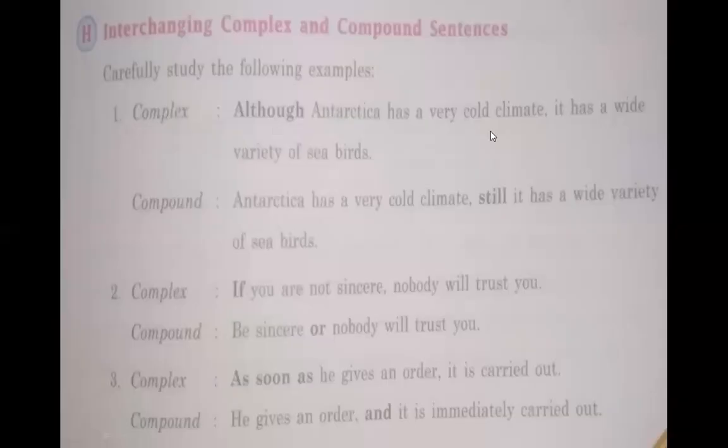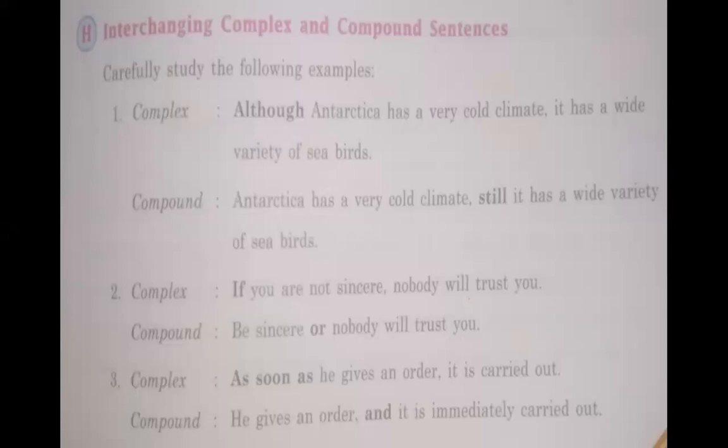So what do we get here? Be sincere means the one is saying be sincere, otherwise, or nobody will trust you. See, the principal clause will remain as it is, and before this, you need to add a coordinate conjunction, and the subordinate clause is to be changed into an independent sentence, and be sincere is the independent clause, we can say.